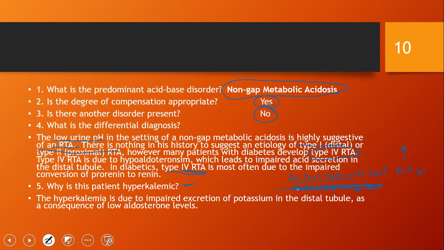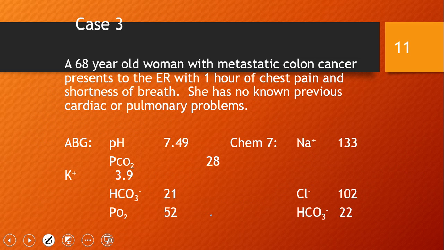So let's see if that's what this says. Hyperkalemia is due to impaired secretion of potassium in the distal tubule as a consequence of low aldosterone. So yep, there it is. All right, next case. Hopefully these are starting to come together.